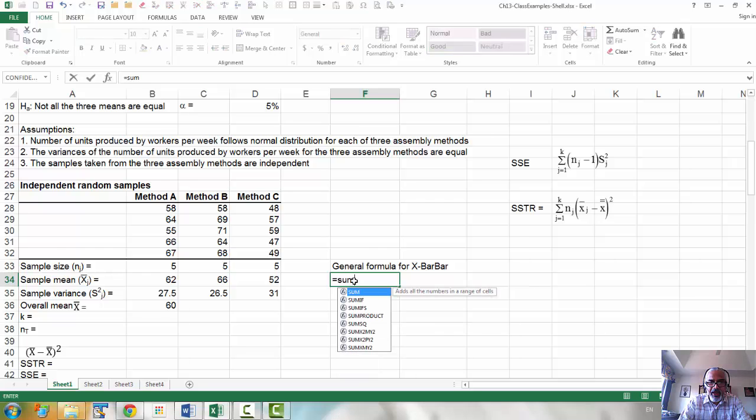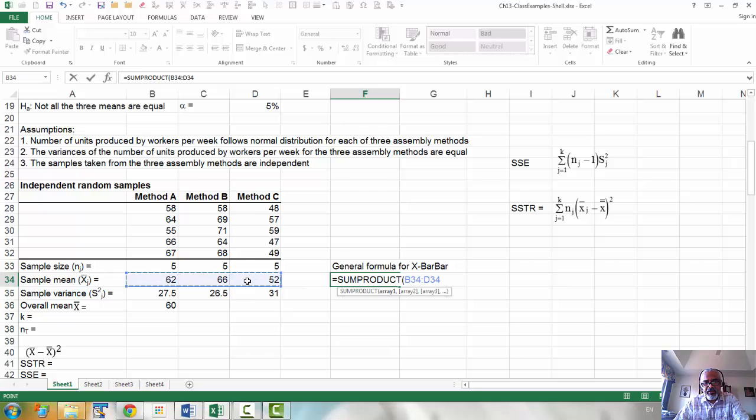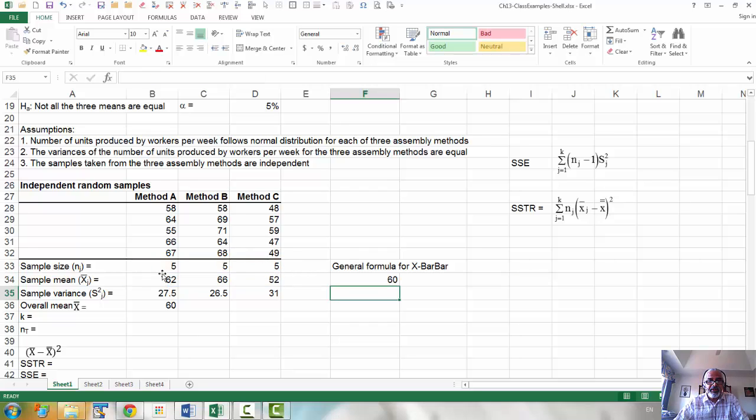So weighting them can be done using a formula called sum product. So you take the sample means, comma, the sample sizes. The sum product will multiply each sample mean by the sample size. So 5 times 62, 5 times 66, 5 times 52. So that's what the sum product will be, and then add them up. Then you divide by the sum of the weights, which is the sample sizes. This will give us x double bar. So this is a generalized formula. This formula will work whether the sample sizes are all the same or not. Same here too. You can average all of them, and that will give you the sample mean whether or not the sample sizes are the same.